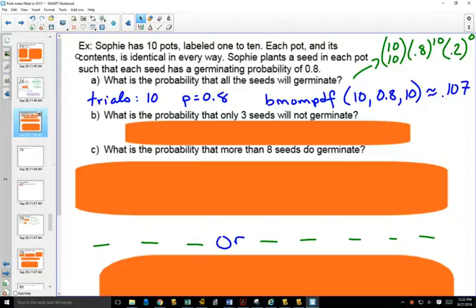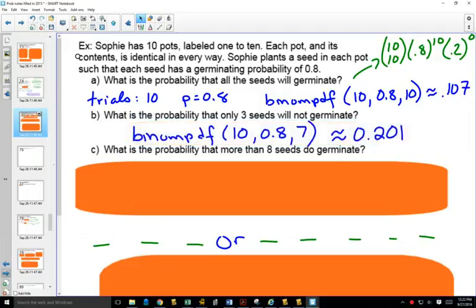What is the probability that only 3 seeds will not germinate? Well, here's using the formula. For this one, you want 7 to germinate, so the 0.8 would happen 7 times. The failure would happen 3 times. And so it's good to get used to the formula as well, so you could sort of use them interchangeably. If you wanted to write it out in the formula form, or if you wanted to write it out with the binomial PDF.